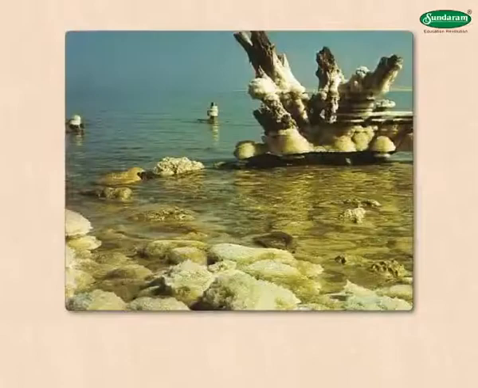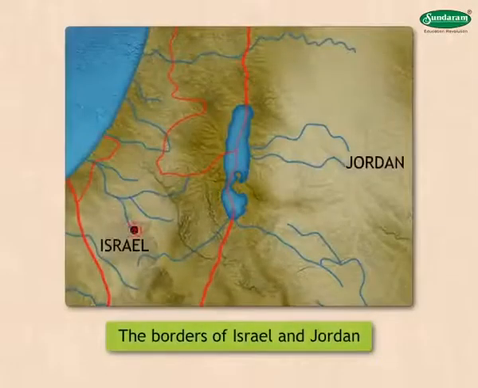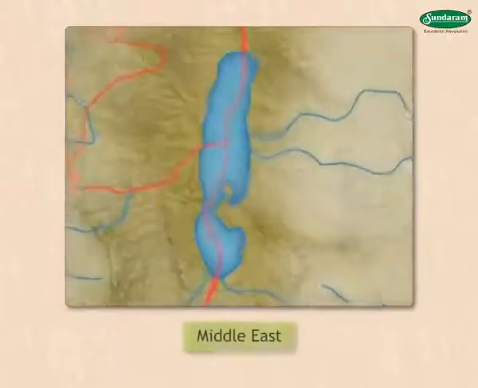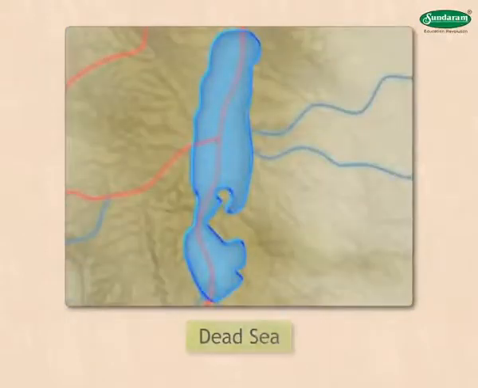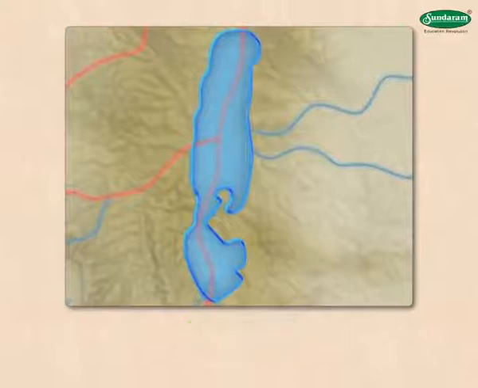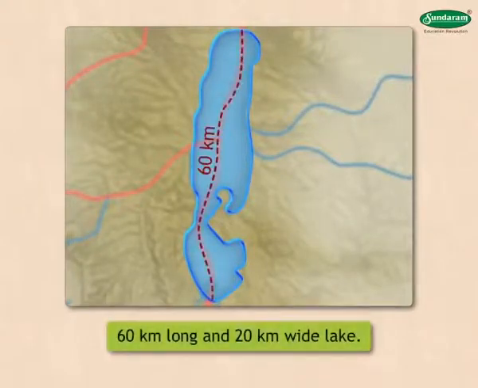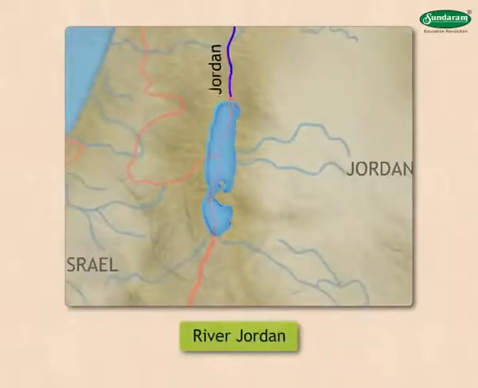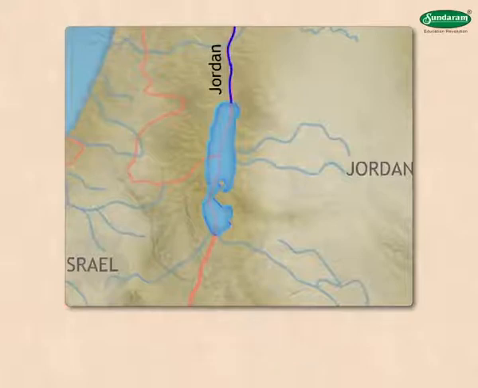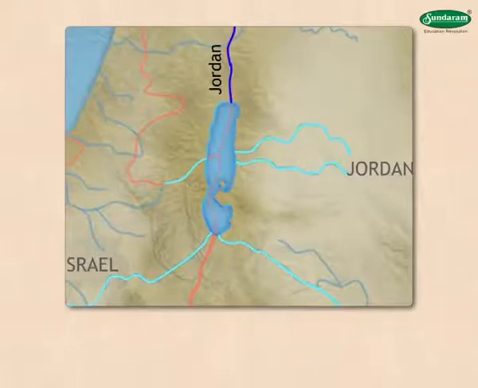Have you heard about the Dead Sea? The sea on the borders of Israel and Jordan, that is in the Middle East, is called the Dead Sea. Actually, it can be said to be a 60-kilometer long, 20-kilometer wide lake. The river Jordan flows into it. Other small streams, brooks, also flow into it.